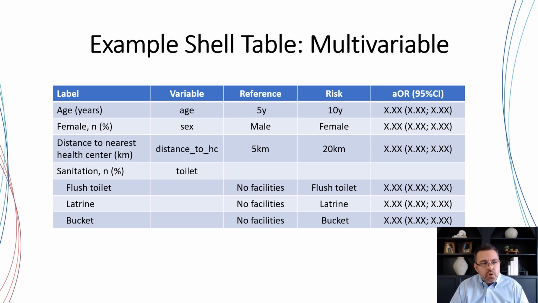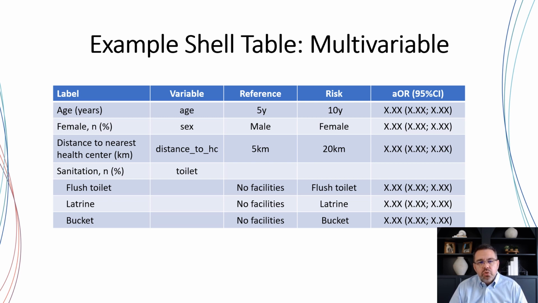And again, I'm showing you these same variables in the label column: age, female, distance to nearest health center, and sanitation. Here again, we are mapping the specific variable names to this table so that we can make that connection as seamless as possible.